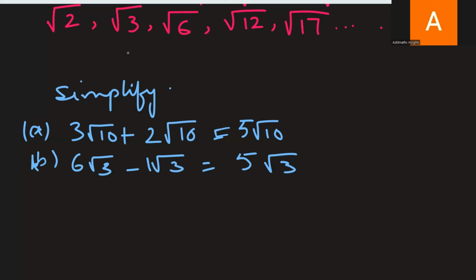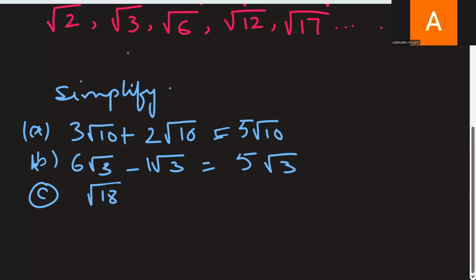Similarly, for example, you are given a question of the type: simplify. Part C is square root of 18 times square root of 2. What you need to do is just multiply the numbers inside the square root sign. So square root of 18 times square root of 2 is square root of 36. So the square root of 36 is 6. Right?